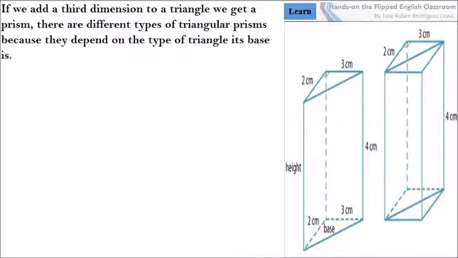If we add a third dimension to a triangle, we get a prism. There are different types of triangular prisms because they depend on the type of triangle its base is.